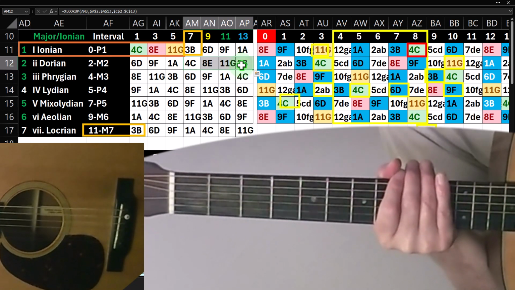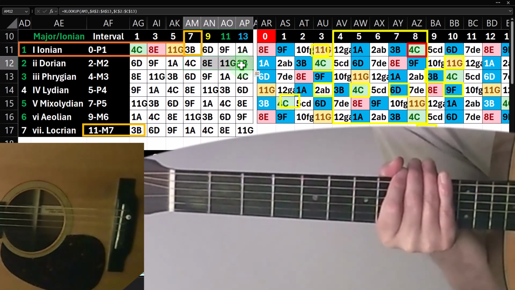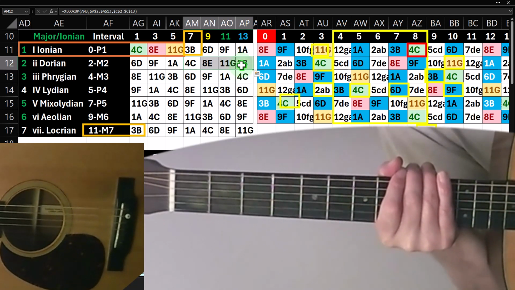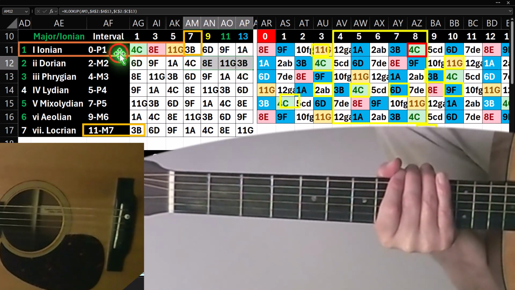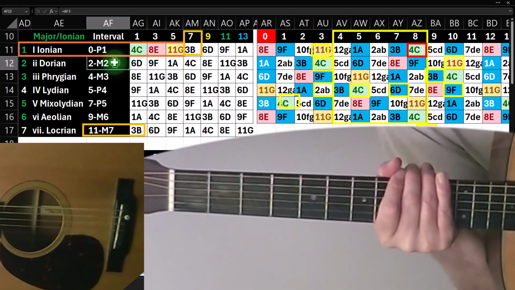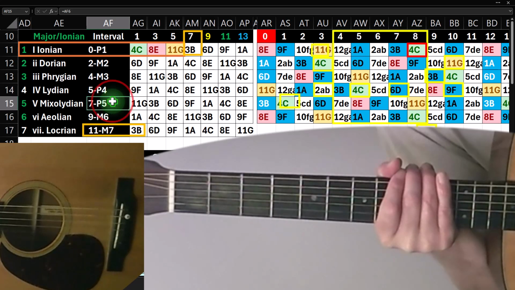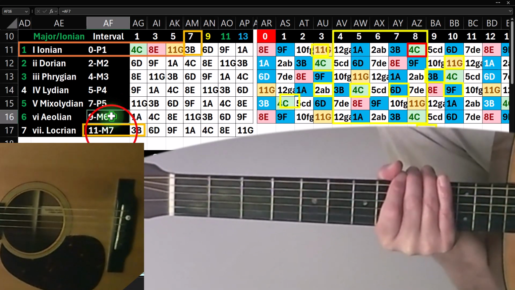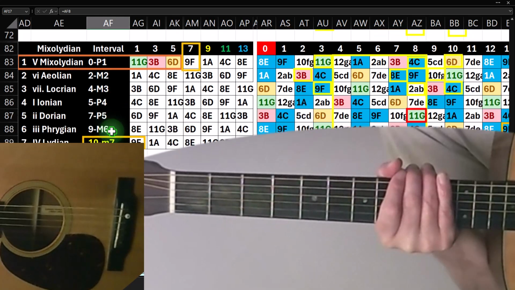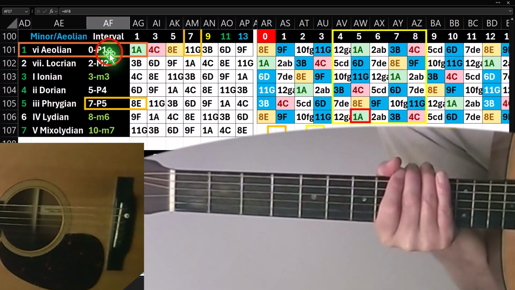So something I'd like to point out, once we start learning these intervals, is one way you might put this into practice. Let's go down to the minor scale and look at the intervals real quick. You've got a 0 note away perfect first, a 2 note away major second, a 4 note away major third, a 5 note away perfect fourth, a 7 note away perfect fifth, a 9 note away major sixth, an 11 note away major seventh.